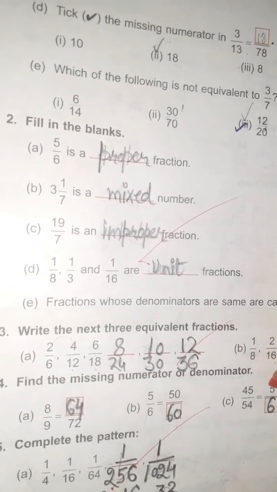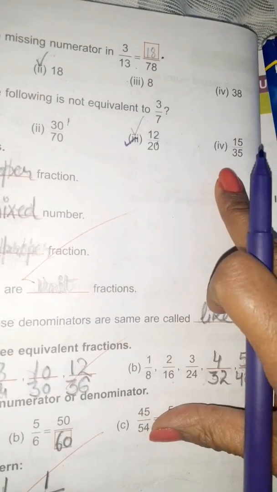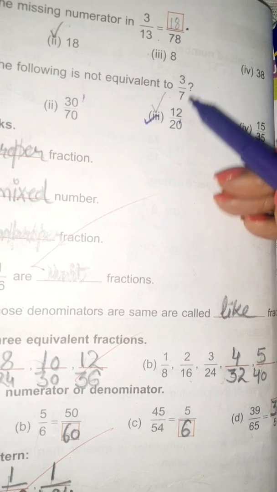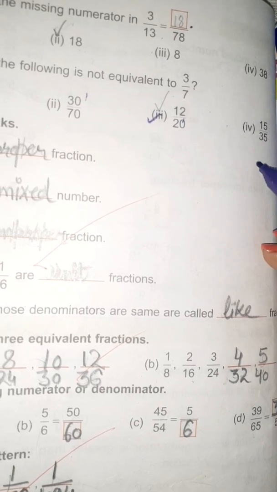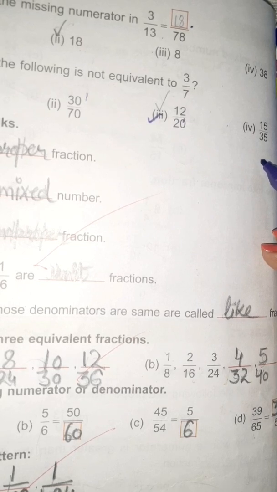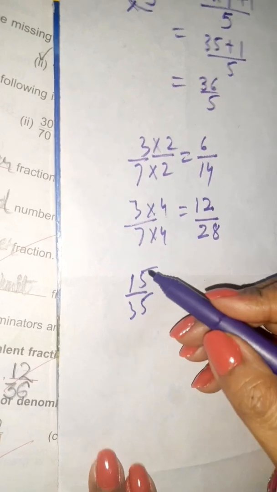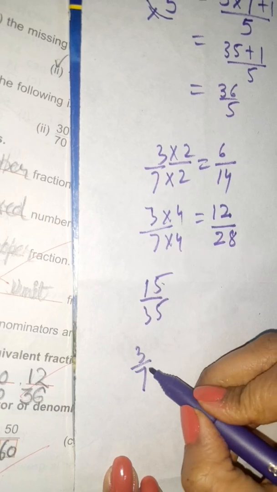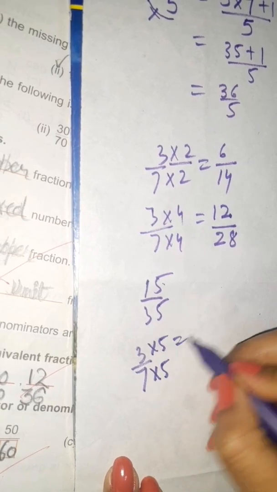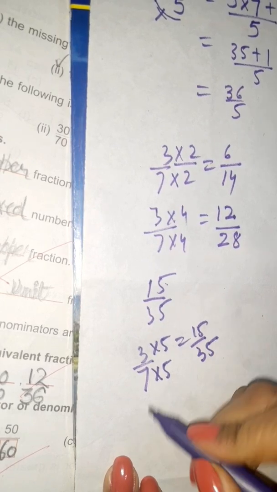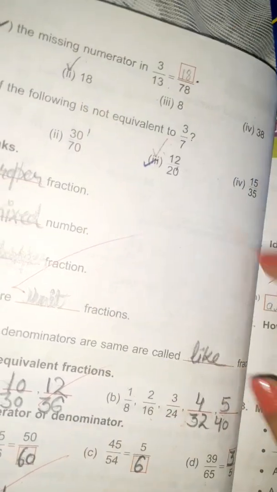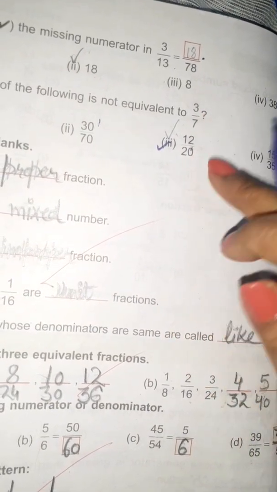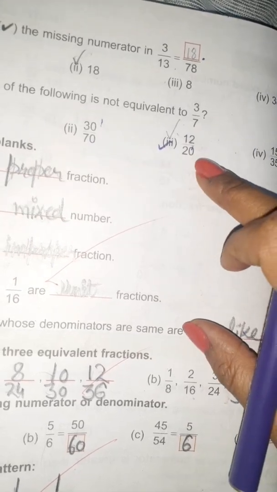And also in the fourth part, it's your 15 upon 35. If 3 upon 7 is multiplied with 5, we will get 15 upon 35. So that means 15 upon 35 is also equivalent to 3 upon 7. But we have to answer only which is not equivalent to 3 by 7. So the answer is your third one, 12 upon 20.